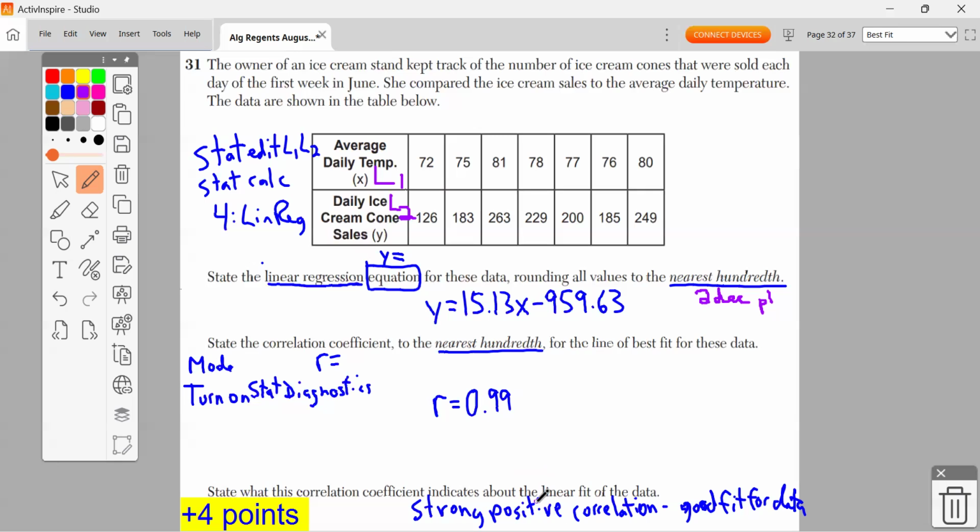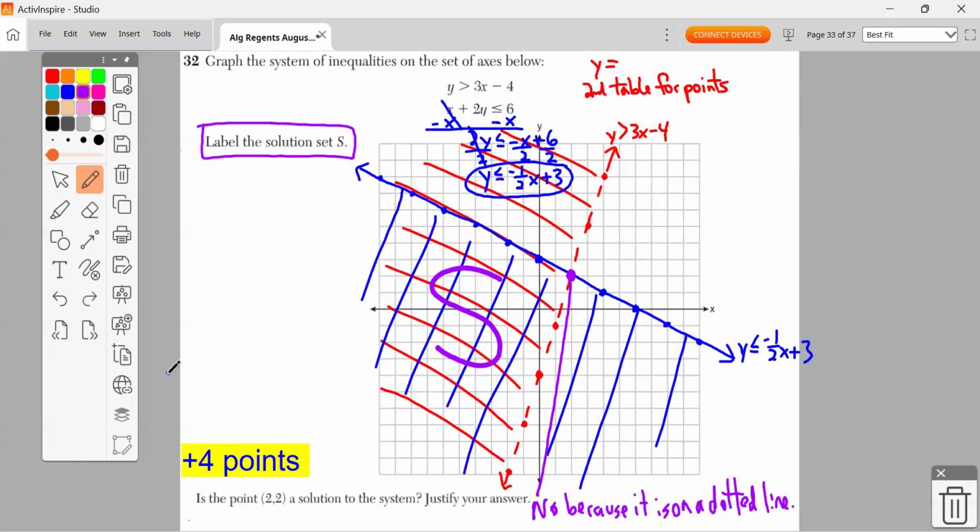That means that it's a good fit for the data. You have to say strong positive correlation. In question number 32, there's another 4 credit question.